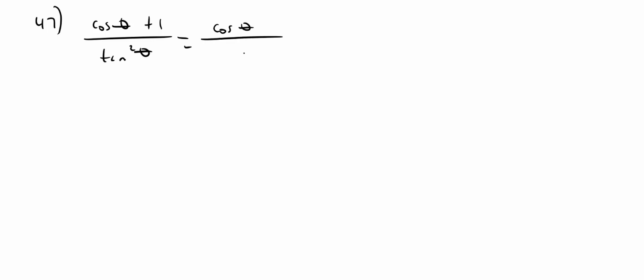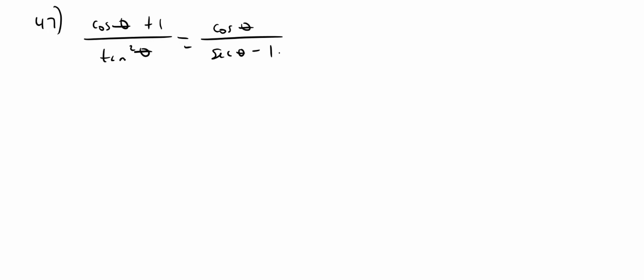Okay, so anyway, let's start out here. This is 47. Is cosine of theta plus 1 over tangent squared of theta equal to cosine of theta over secant of theta minus 1.